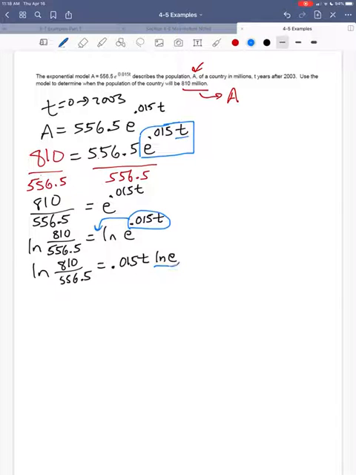When I look at this, this is going to happen in a lot of these problems. When I look at natural log of e, remember natural log is really log base e. So this really says e to what power is e, and of course that's just going to be 1. So the natural log of e is just equal to 1. That means I don't have to worry about it.